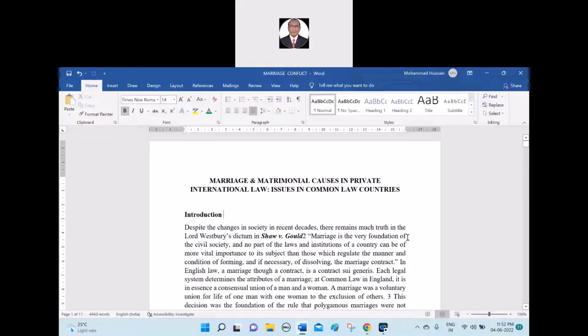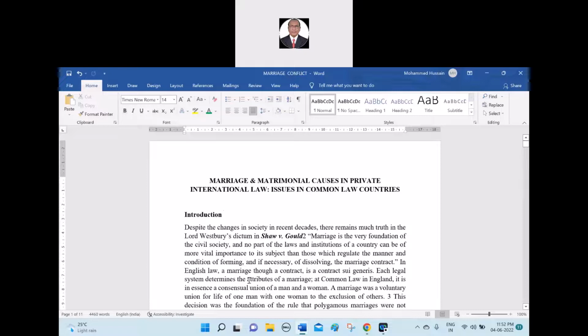So marriage is a bond, it is civil society, it is the recognition and development of progeny, it satisfies the sexual urge, and we cannot make it like animals do. And no part of the laws and institutions of a country can be of more vital importance to the subject than those which regulate the manner and condition of forming it.